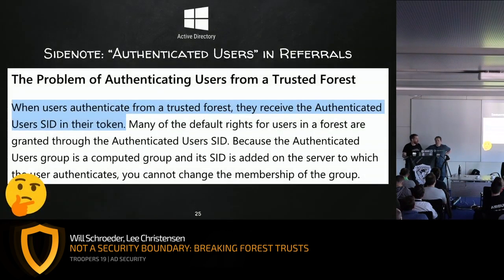A couple other little caveats though, because I swear literally half our job is just reading Microsoft documentation, which is super fun. Within those docs, there were a couple of things that started to pop up in the fall when we were reading them. In some of their documentation, they say that when users authenticate from a trusted forest, they receive the authenticated user's SID in their token. This is going to be very important later. This is why, if you have a forest-to-forest trust, you can query any LDAP information from a foreign forest, because that's a basic authenticated user type of permission.